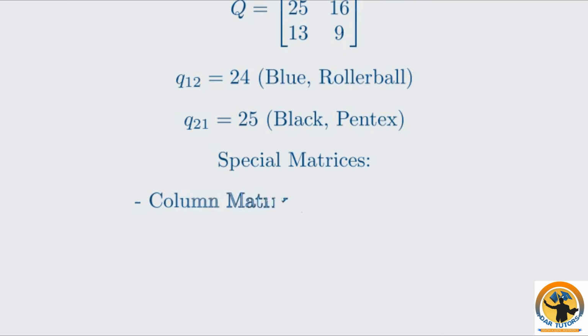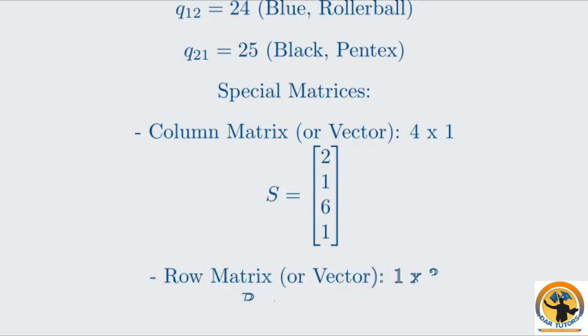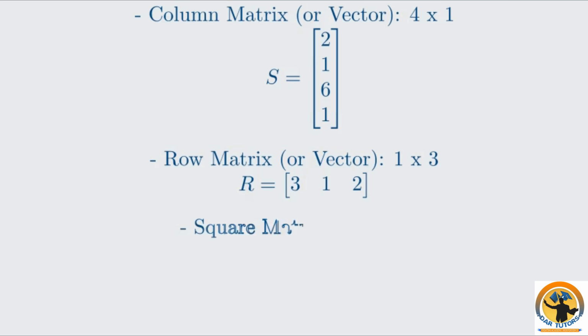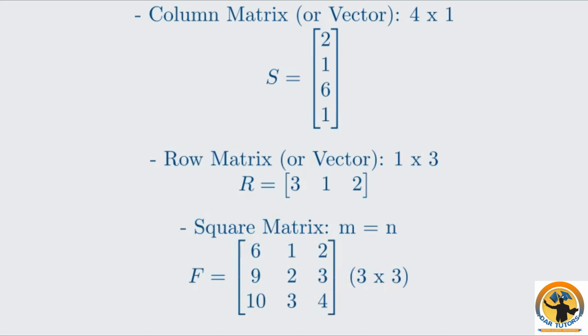Matrices can also be vectors. A column matrix or column vector has only one column, like a 4 by 1 matrix. A row matrix or row vector has only one row. A special case is the square matrix, which has an equal number of rows and columns. A 3 by 3 matrix, for example, is a square matrix. In this scene, we've defined a matrix order and how to refer to its elements, meeting our first learning objective. This understanding of structure is critical for all further operations.